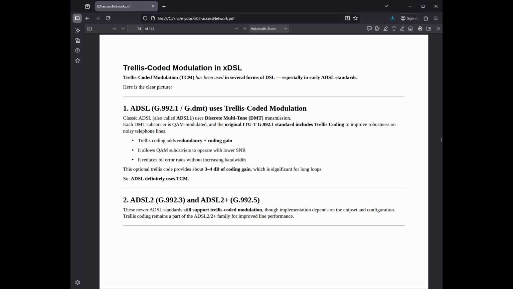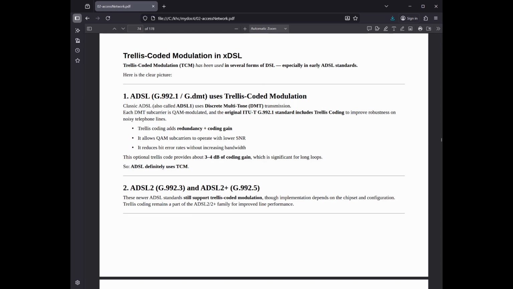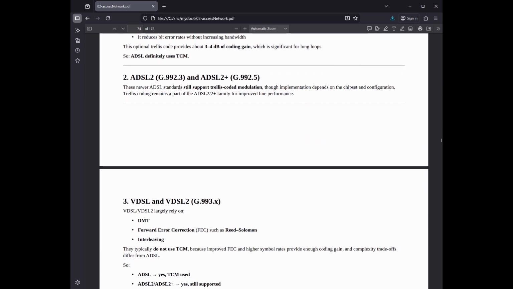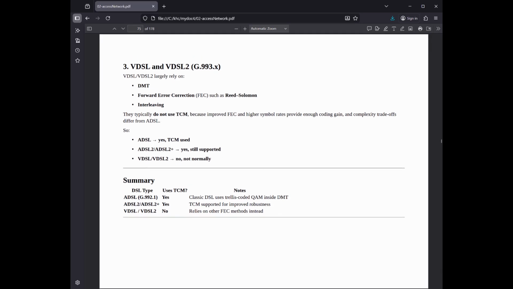1. ADSL, G.992.1, and ADSL2+, G.992.5. TCM is a core component of the ADSL standards. Usage: it is used to provide a coding gain of approximately 3 to 6 dB. In practical terms, this allows the signal to travel further or carry more data over the same distance compared to non-TCM signals. Implementation: it works alongside Reed-Solomon coding. While Reed-Solomon handles bursty noise, like a light switch flipping, TCM handles the constant background noise, white noise, on the line.